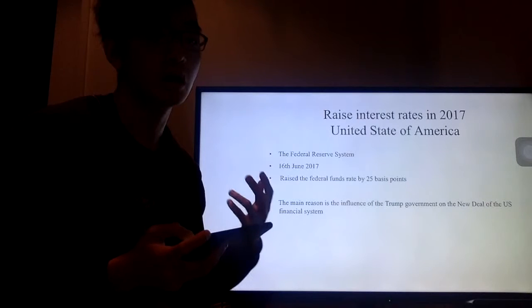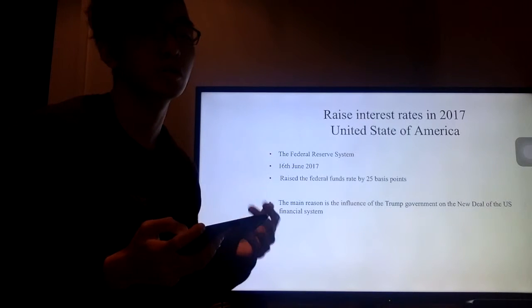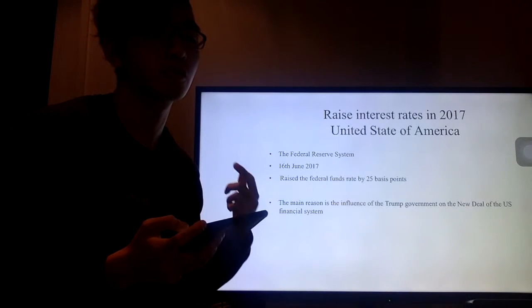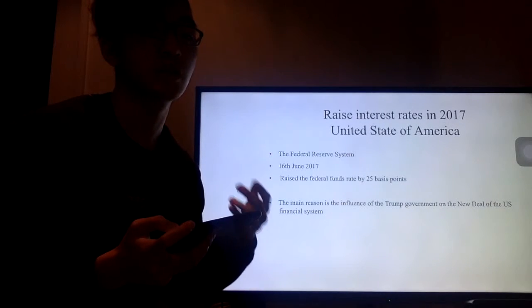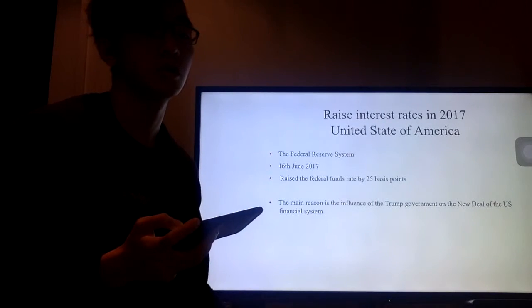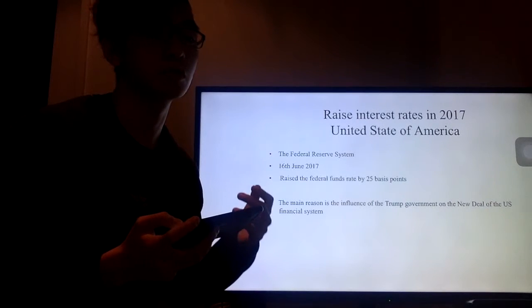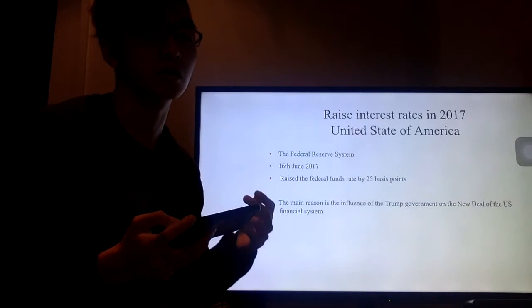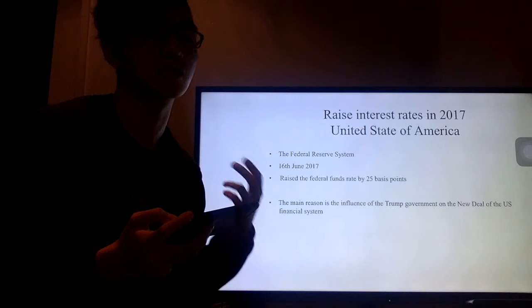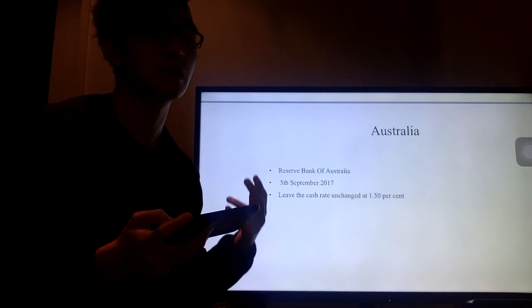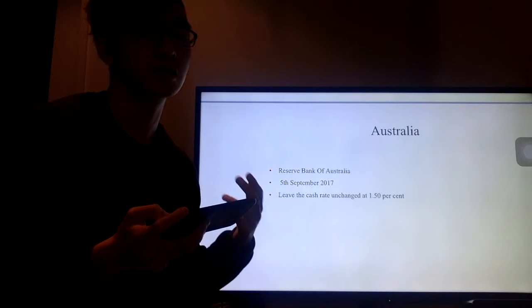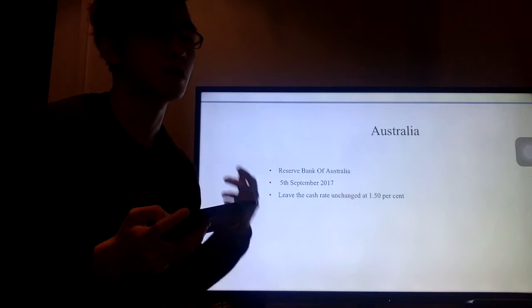On 16th June 2017, the Federal Reserve System decided to raise the federal funds rate by 25 basis points. The main reason is the influence of the Trump government on the new deal of the US financial system. Also, on 5th September 2017, the RBA decided to leave the cash rate unchanged at 1.5%.